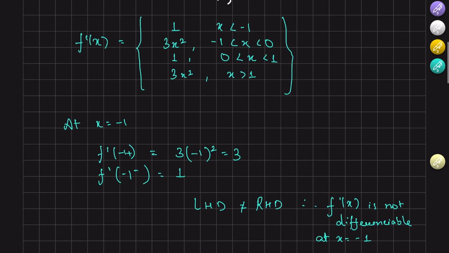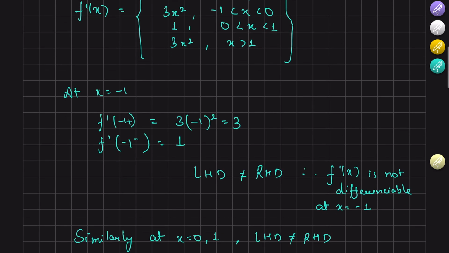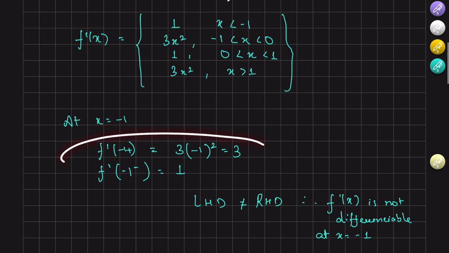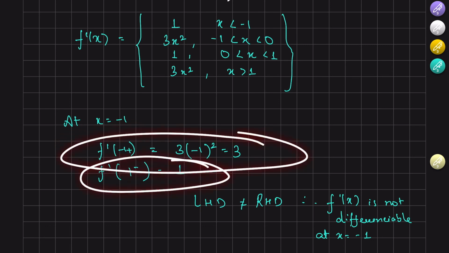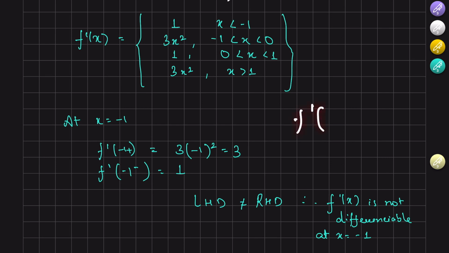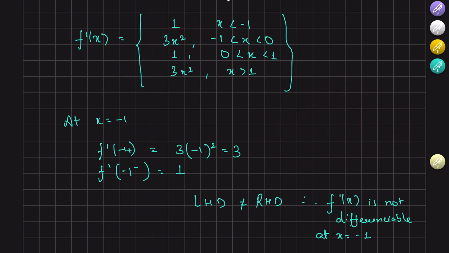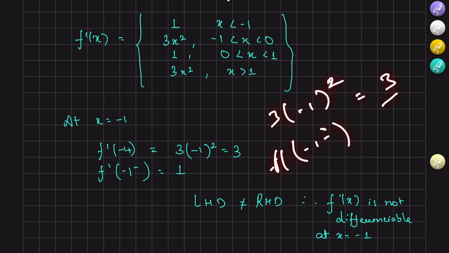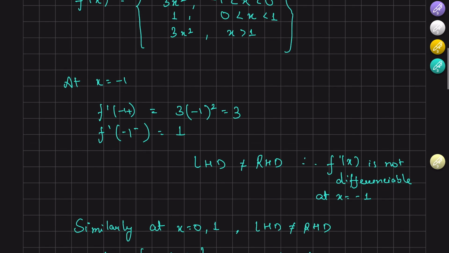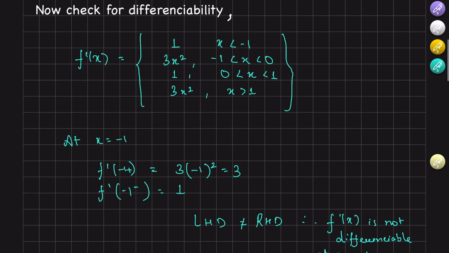Now coming to the question, if you want to do it by the default method and you don't want the graphical approach, you can directly see here. So at x equals -1, what you can check is first left hand limit and then right hand limit or right hand derivative. So we can see f dash of -1 plus, a number greater than -1. F of -1 plus is 3 times -1 squared, right? So this is basically 3, and the value of f of x at -1 minus is 1, right? So it is 1, and at 3x square it is 3. So hence we can say that left hand limit is not equal to right hand derivative. Hence f dash of x is not differentiable at -1.